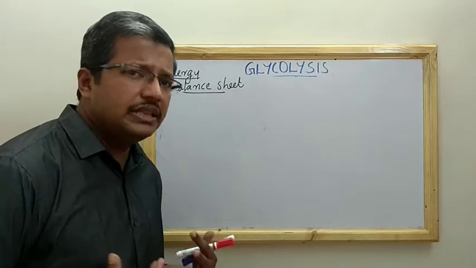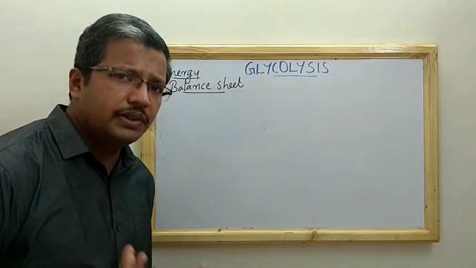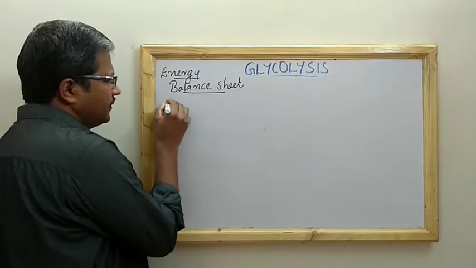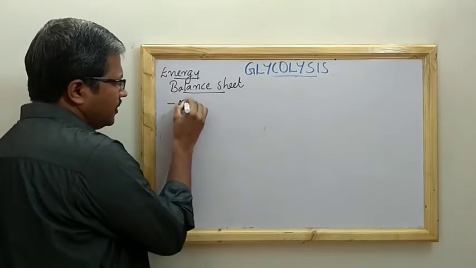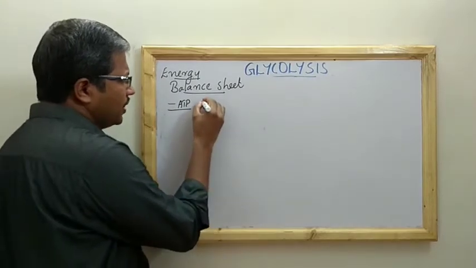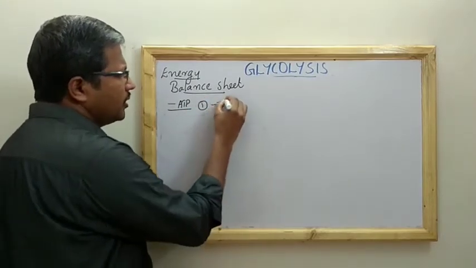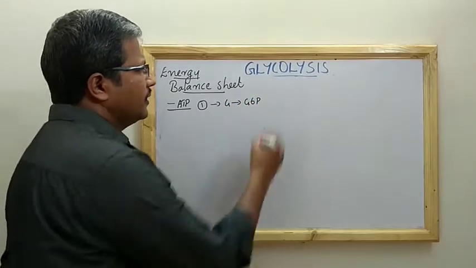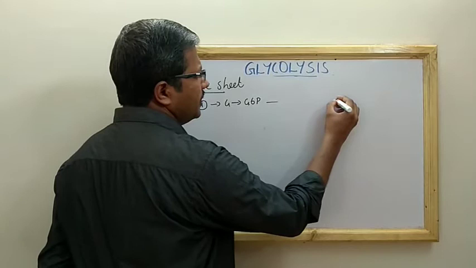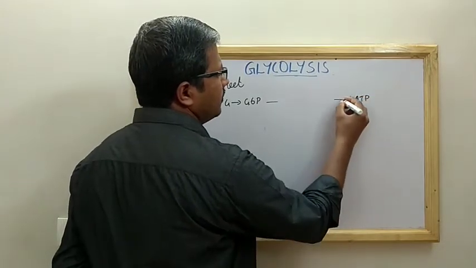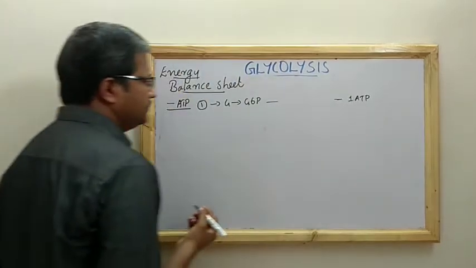Energy balance sheet: how much energy is consumed, how much energy is formed. So let us see the consumption first, the minus ATP. We know that in step 1, what is happening? Glucose to glucose 6-phosphate. So how many ATP are consumed here? 1 ATP. So minus 1 ATP.